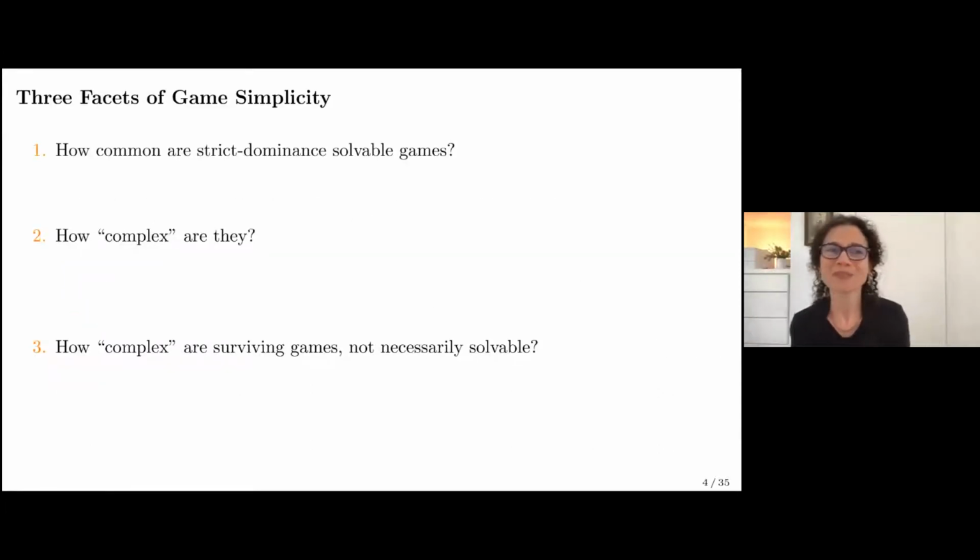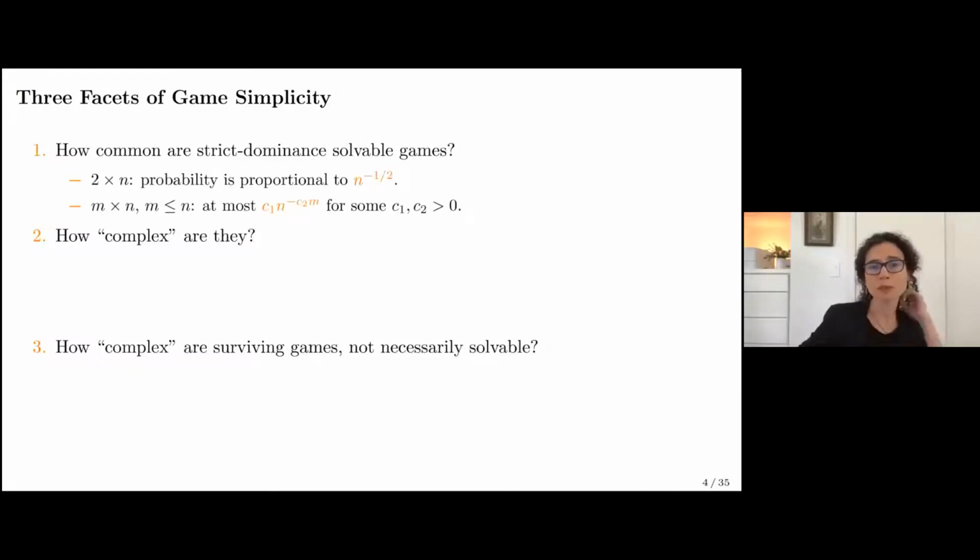And in particular, we're going to focus on 3 facets of game simplicity. So the first one is just how common are strict dominant solvable games. The second one will have to do with their complexity. So suppose a game is dominant solvable, how many iterations would we expect it to entail? And the last one pertains to games that are not dominant solvable necessarily. It might be the case that the process of iteration actually is effective in simplifying them and that it allows for a reduction in the number of strategies. So we'll want to know how many strategies survive even if the game is not solvable.